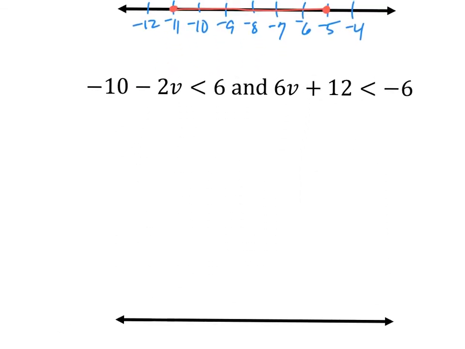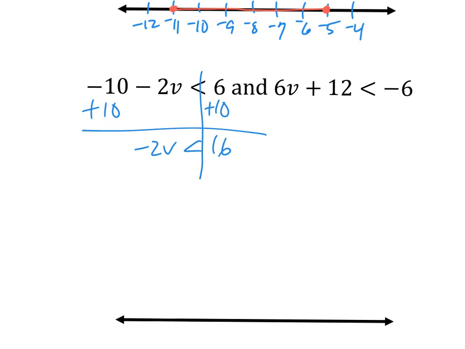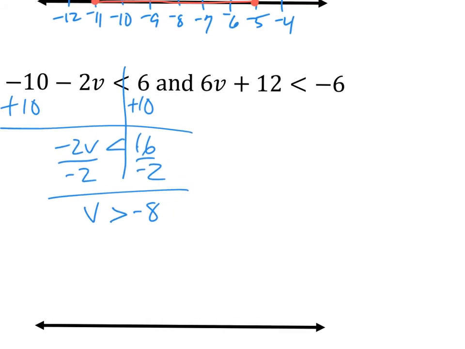Okay, let's look at another one that has a few steps. In this case, we have a negative 10. So in order to get rid of a negative 10, we will add 10 on both sides. We'll be left with negative 2v is less than 16. And then finally, we're multiplying here, so we want to divide by negative 2 on both sides. As we divide by a negative, we have to flip our inequality sign. And 16 divided by negative 2 gives us negative 8. So v is greater than negative 8.